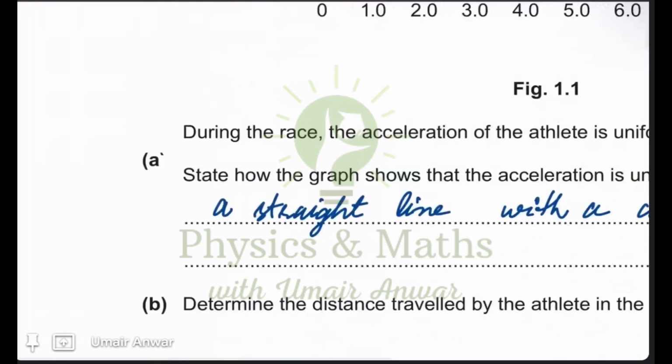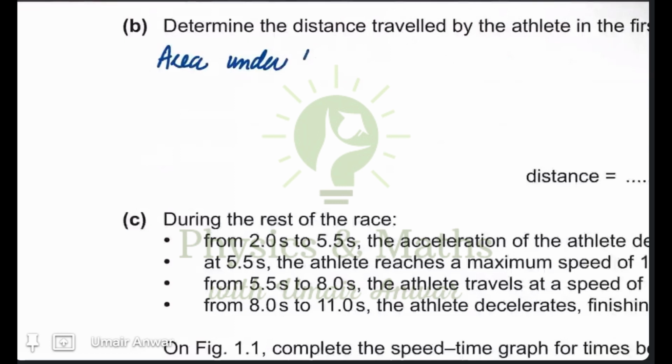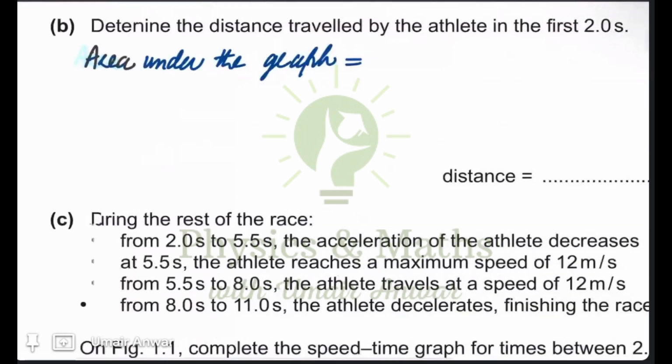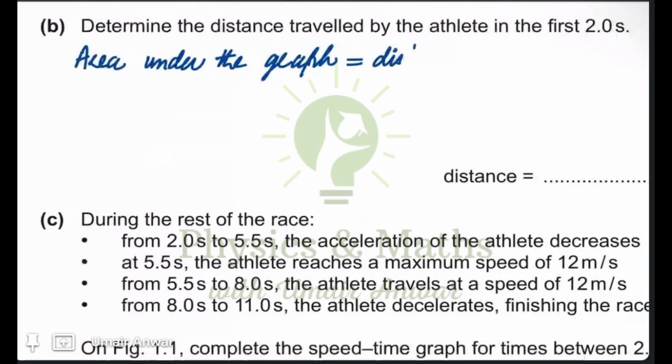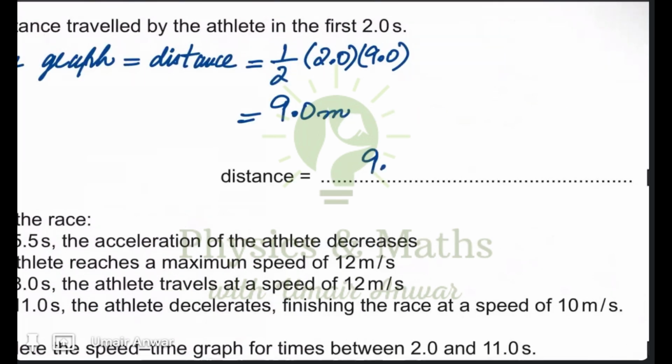So I'm writing: area under the graph is equal to the distance traveled, and it is 1 upon 2 times base, which is 2.0, and height 9.0. So the distance traveled is 9.0 meters, and I would be writing it in the answer space, 9.0 meters.